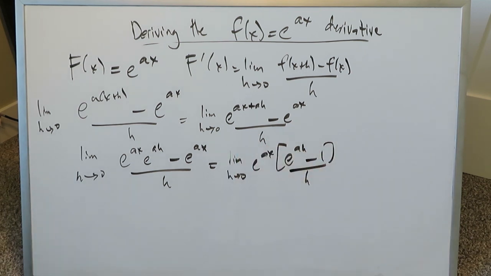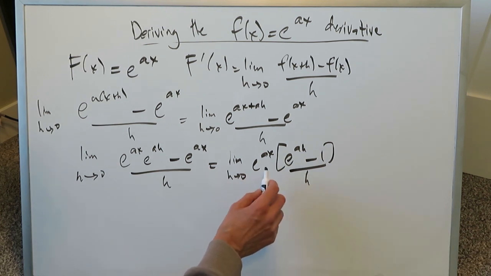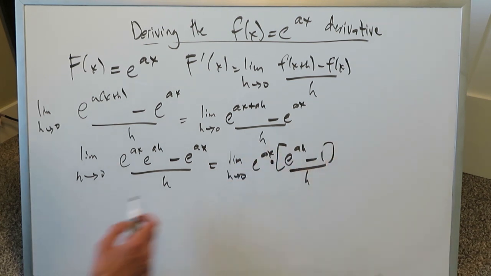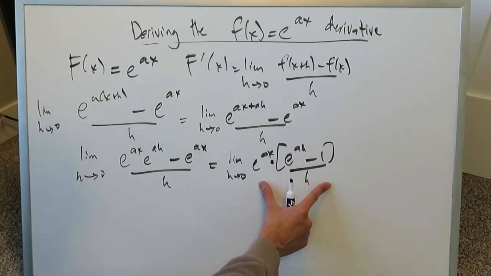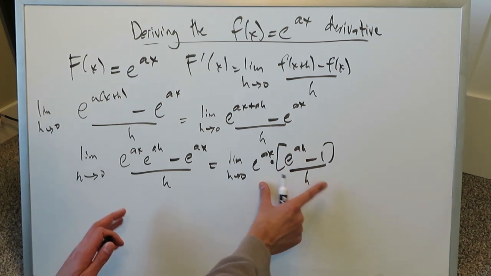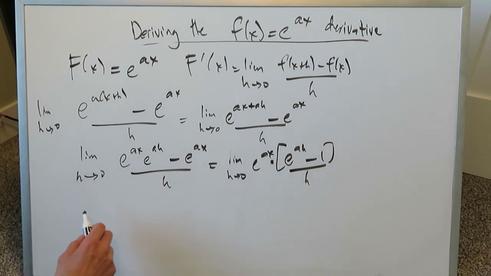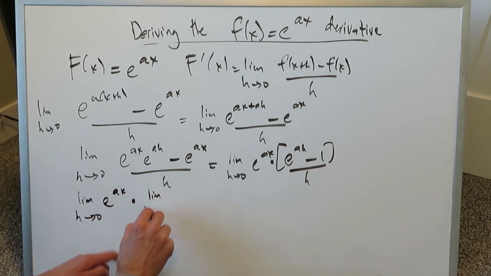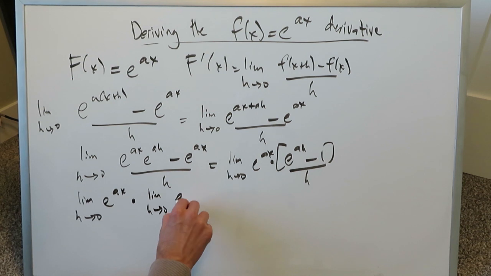Everything is good. There's no fancy manipulation going on in here. Separate everything under its individual limits. This expression and this being multiplied, separate out. The limit of an expression is equal to the individual application of the limits of its constituents. That's a limit property you can utilize. The limit as h approaches 0 is equal to e to the ax times the limit as h approaches 0 of e to the ah minus 1 over h.